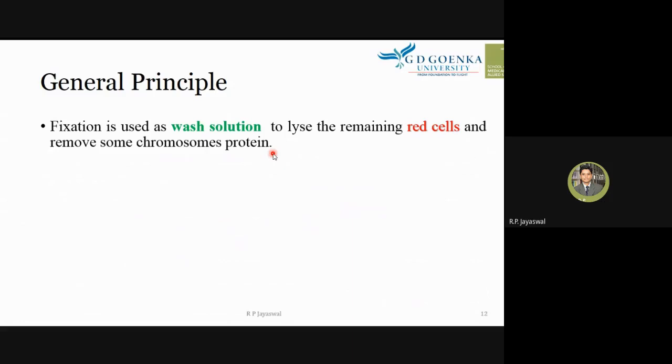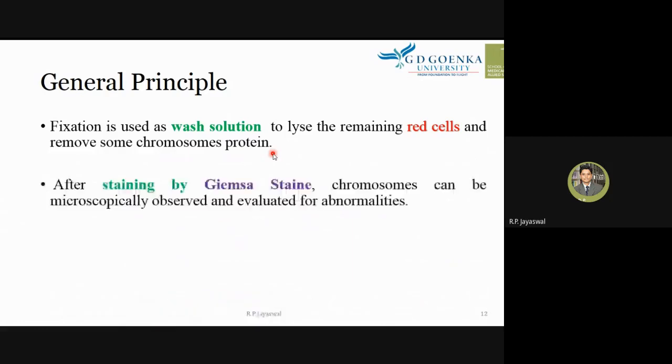And after that we do staining, which can be done by Giemsa stain. There is a mistake in the spelling; it's STAIN. Giemsa stain can be done so that the chromosomes can be colored, so chromosomes can be microscopically observed and evaluated for abnormalities. So we can evaluate if there are abnormalities in the chromosome number or chromosome shape.